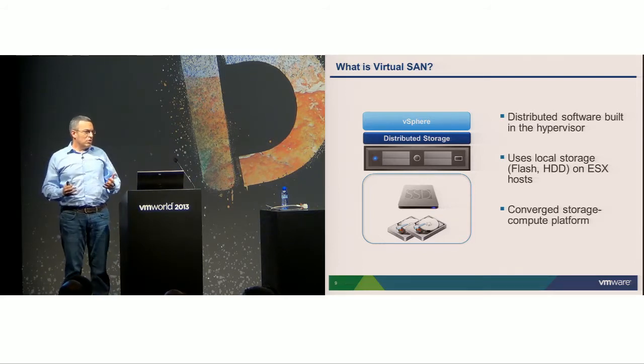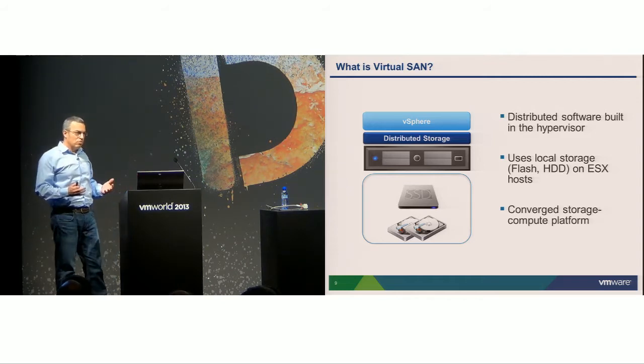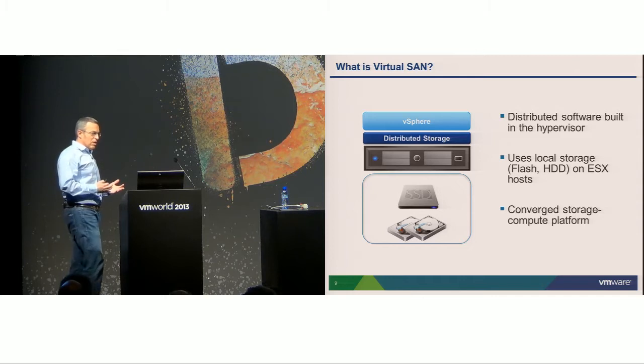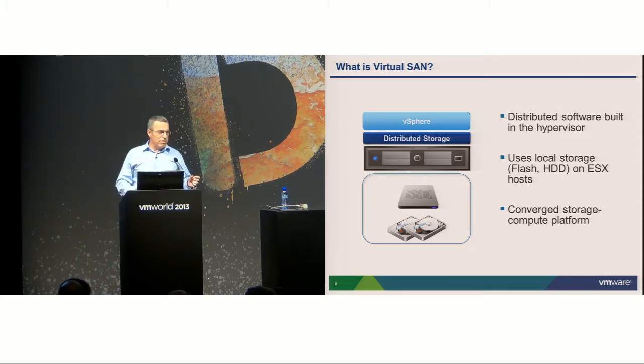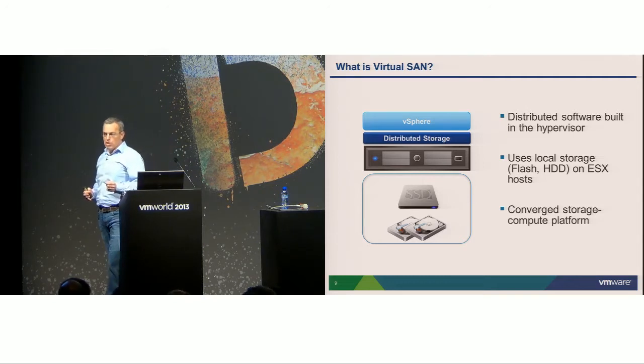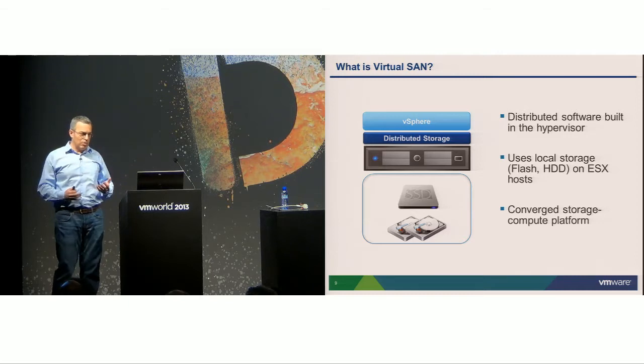So in other words, it provides a converged compute and storage infrastructure where you have ESX hosts, where your VMs run as usual, while at the same time, a small slice of CPU and memory from every single one of those ESX hosts is used to serve the storage needs of your VMs and your applications.